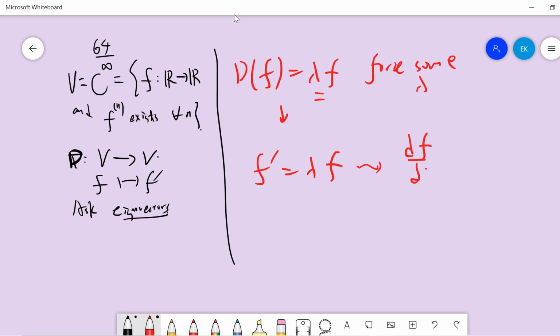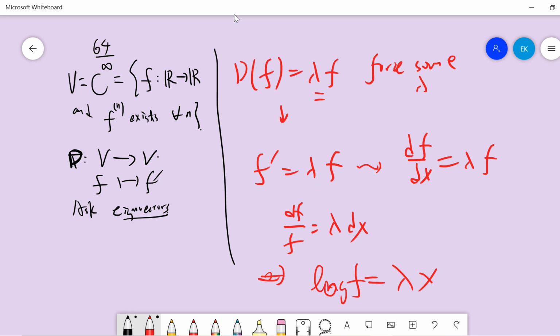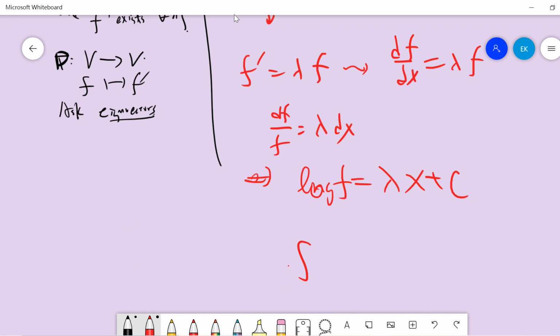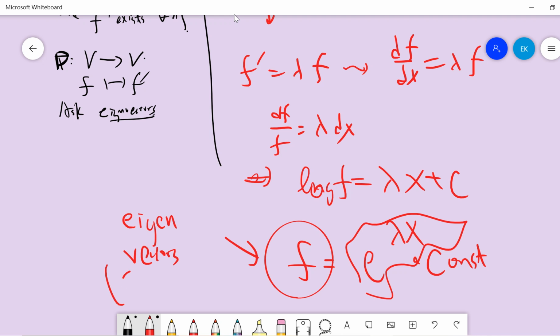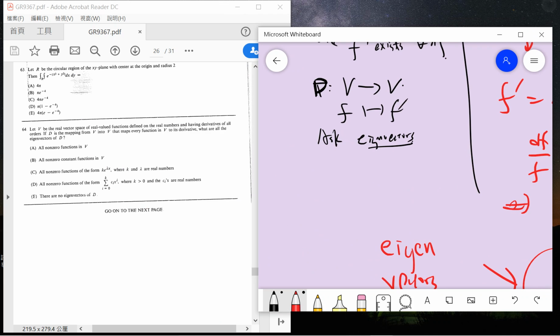So this is df over dx equals lambda f. Then with df over f equals lambda dx, and doing integration, you have log f equals lambda x plus some constant. And this tells you that f is e to the lambda x times some constant. So this is the eigenfunction. Usually in matrix algebra, in linear algebra, we call it an eigenvector, but in functional analysis, we call it an eigenfunction. But basically, they are the same.